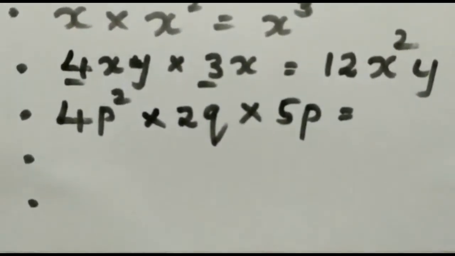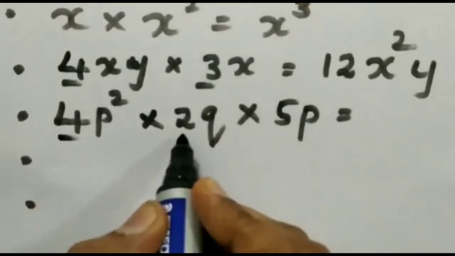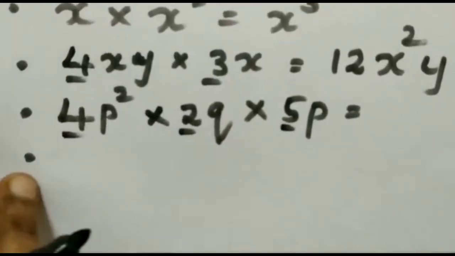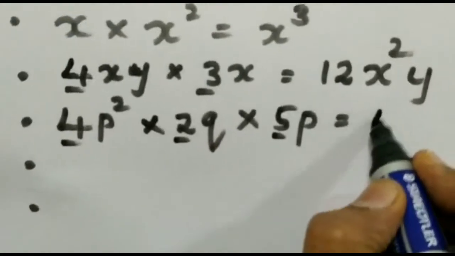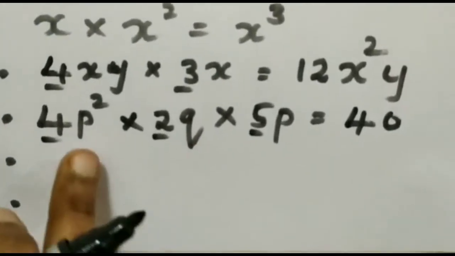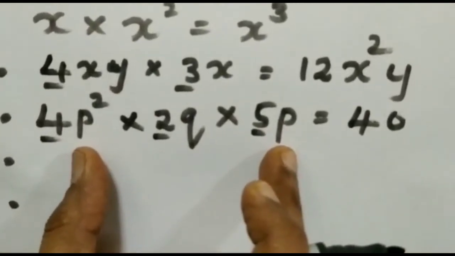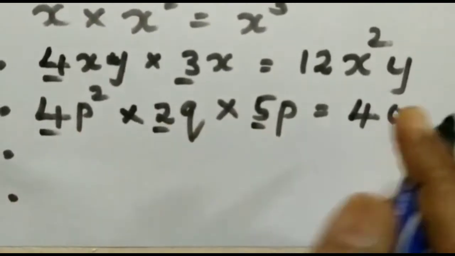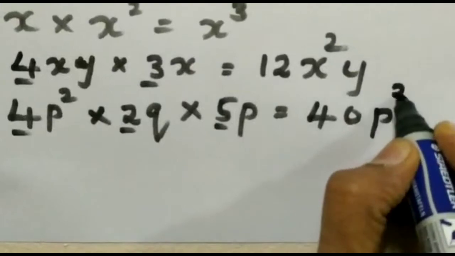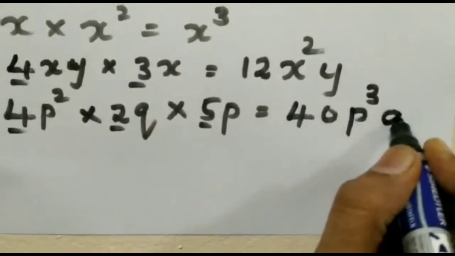In the same way, the coefficients you have to multiply. 4 multiply 2 multiply 5. 4 twos are 8, 8 fives are 40. The variables, same variable, the like terms, p and p. Here p square and here p to the power 1. So p cube, we should add the powers, and q only once.